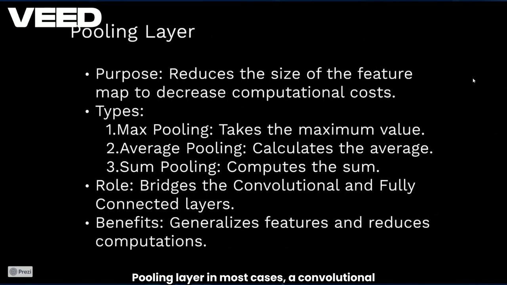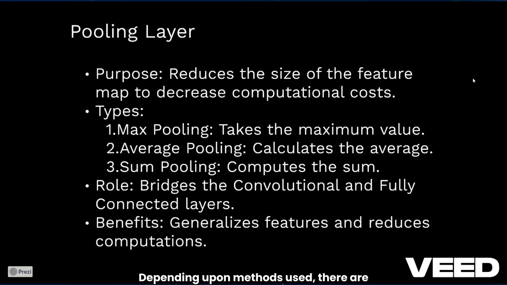Pooling layer. In most cases, a convolutional layer is followed by a pooling layer. The primary aim of this layer is to decrease the size of the convolved feature map to reduce the computational costs. This is performed by decreasing the connections between layers, and it operates independently on each feature map. Depending upon the methods used, there are several types of pooling operations. It basically summarizes the features generated by a convolutional layer.